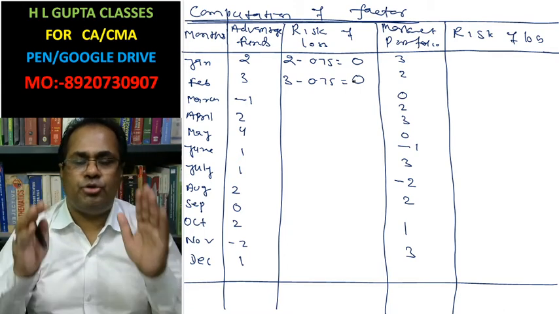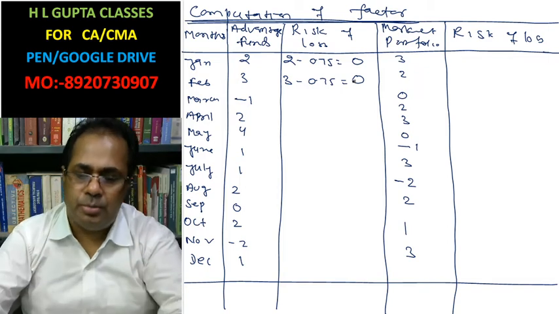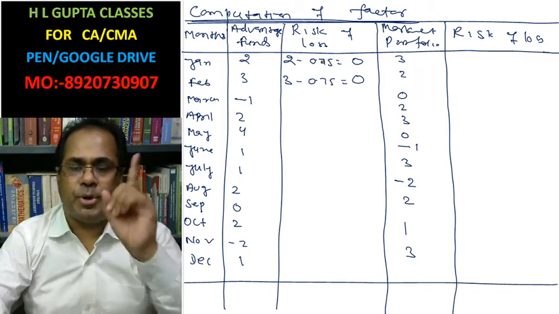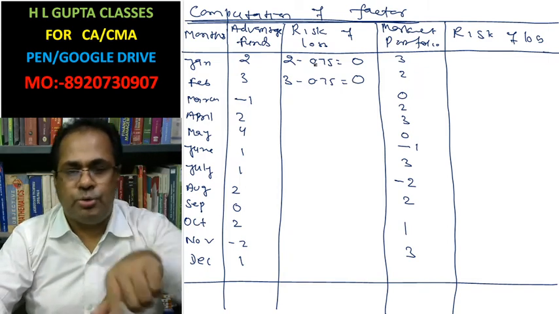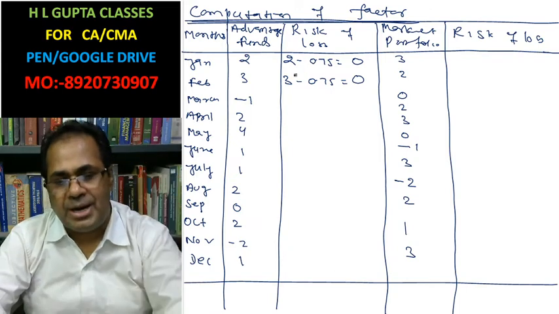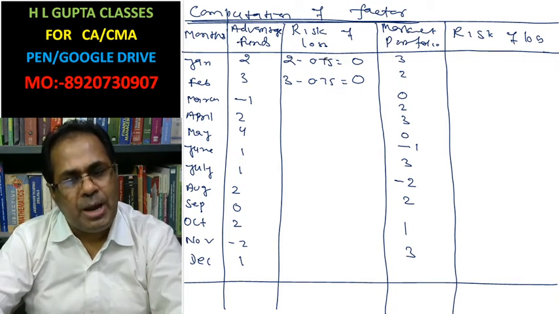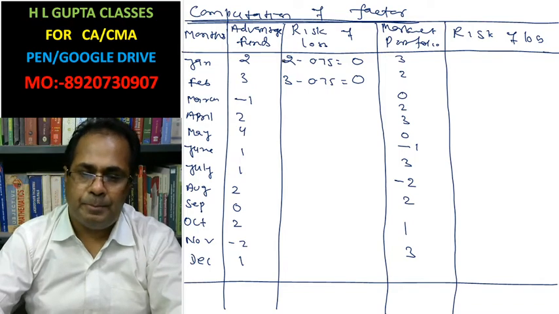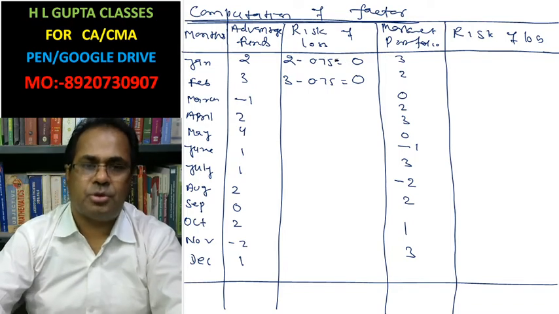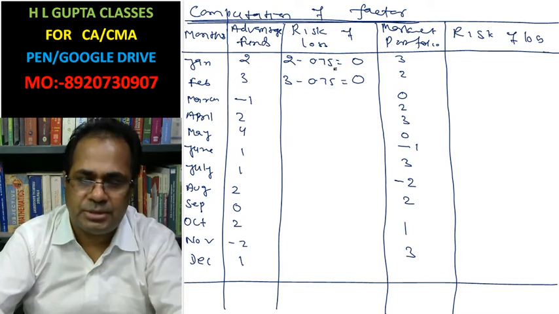We have an opportunity without risk, a return of 0.75 per month. But due to investing in advantage funds, we are earning 2. Without risk, we have an opportunity of a return of 0.75, but we are earning 2. That's why there is no risk of loss. That's why it is a 0.